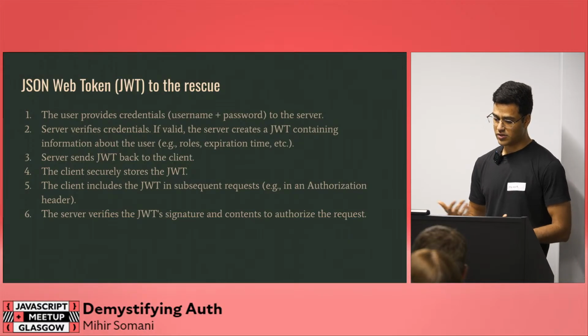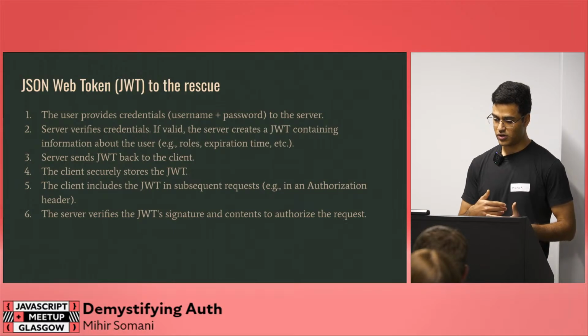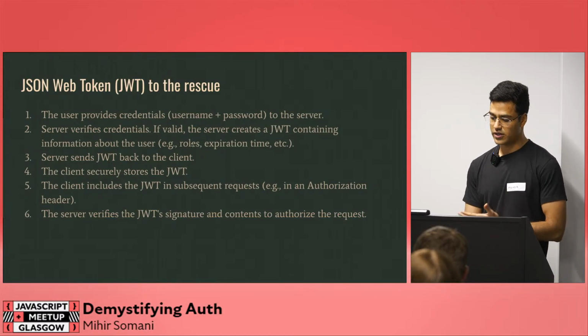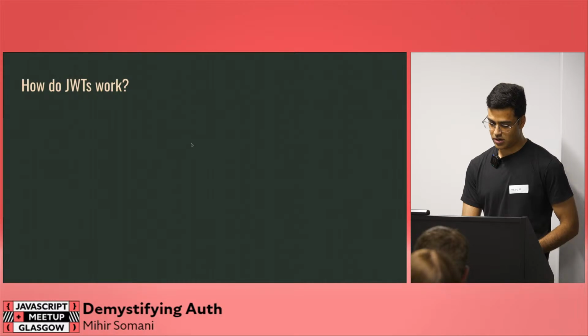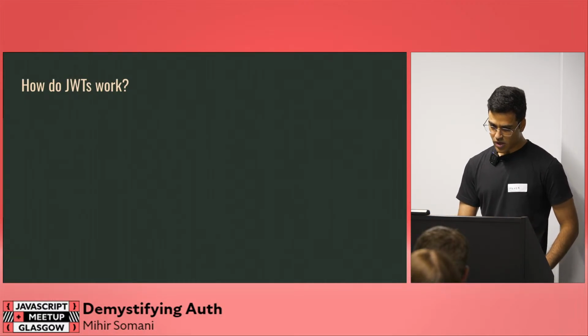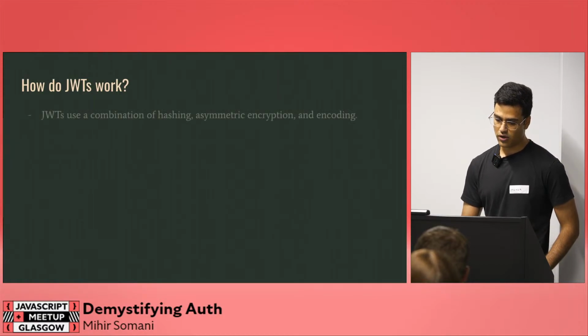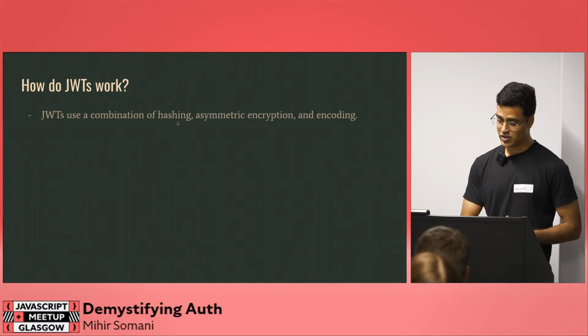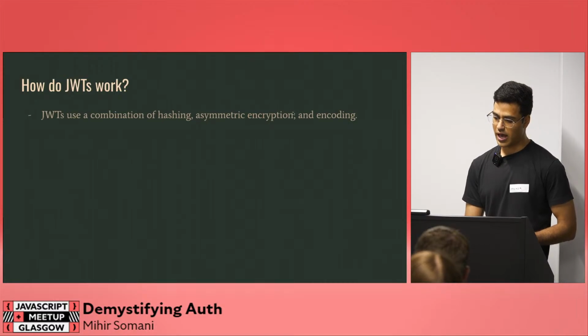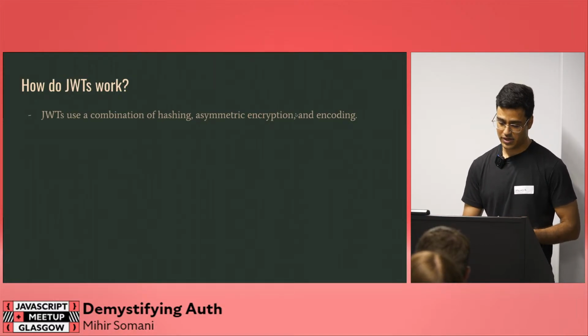The server looks at that JWT, and it verifies that it is what the client is saying it is, and the contents, which in our case would be the roles that we assign to the user, to authorize that request, and life goes on. Now, this is one of the technologies that will use all of the things we talked about previously. So JWTs use a combination of hashing, asymmetric encryption, it's the public key and private key encryption, and encoding all together to make this happen. It's really, really cool.